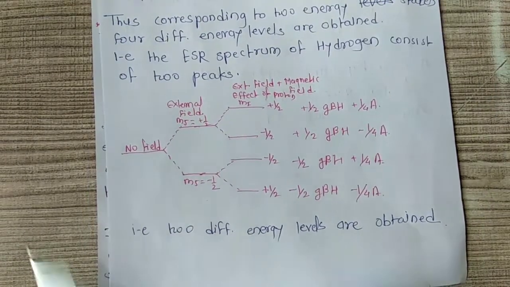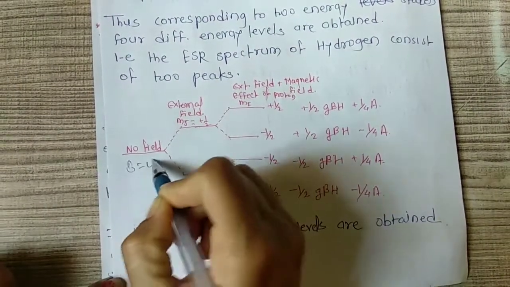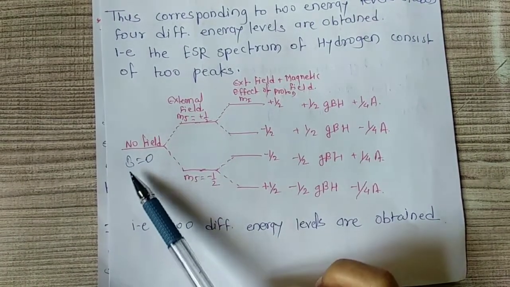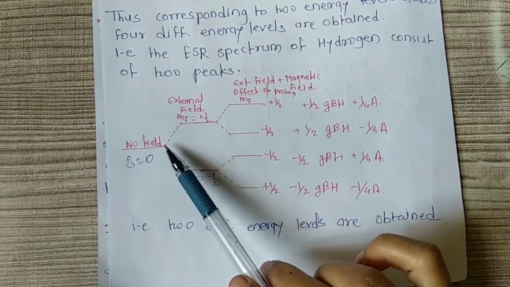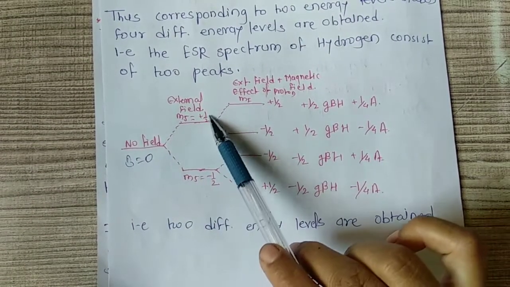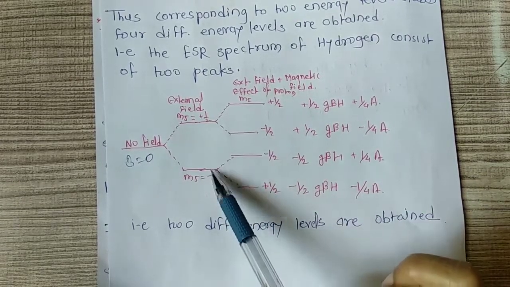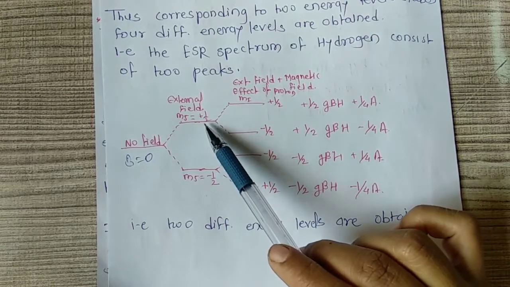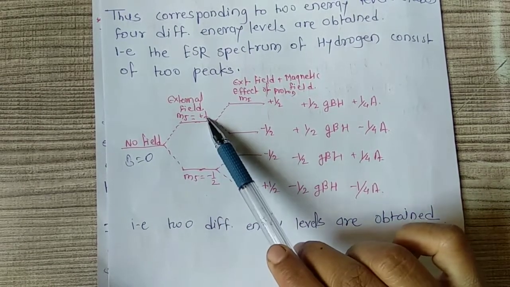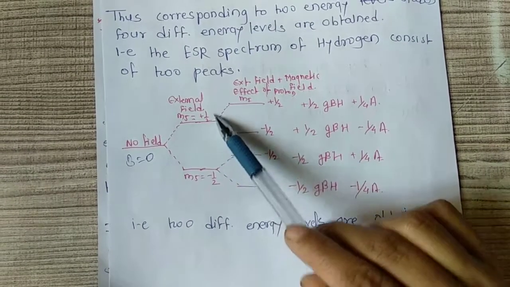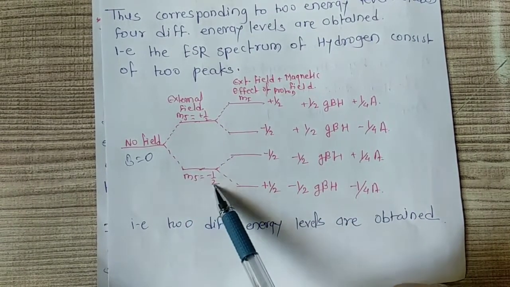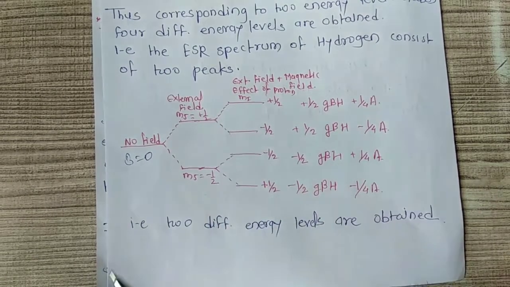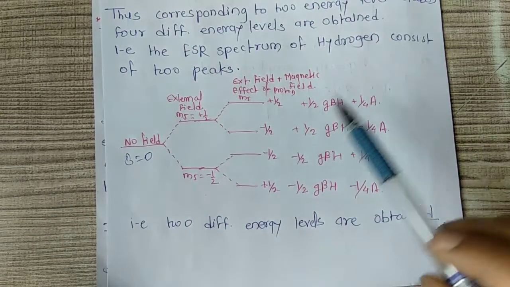In that diagram, here no field means the magnetic field is 0. When we apply a magnetic field on that atom, then these spins are split into two lines. They were degenerate, and they remove the degeneracy of that atom. That is, Ms is equal to plus half, which goes in the upward direction, and Ms is equal to minus half, which goes towards the downward direction in the presence of the external field or the magnetic field.